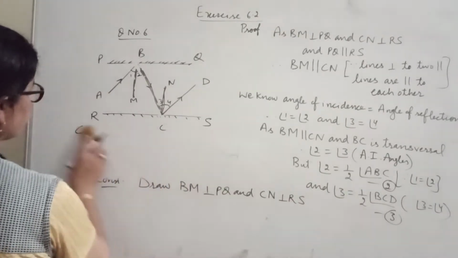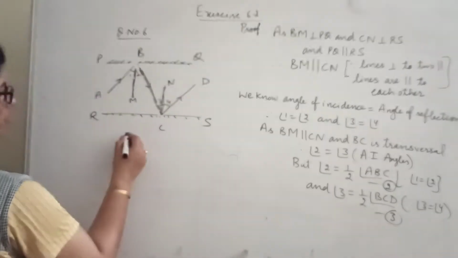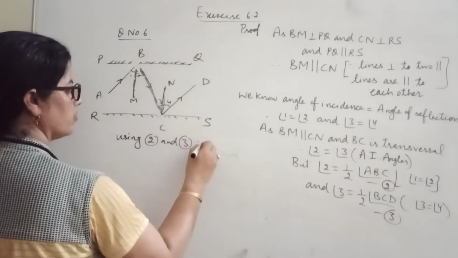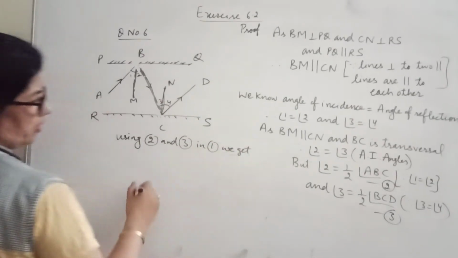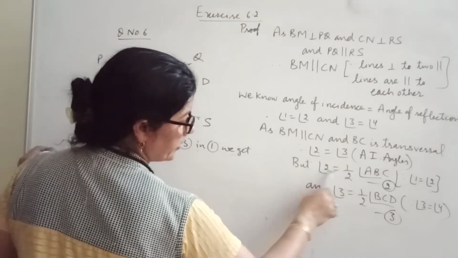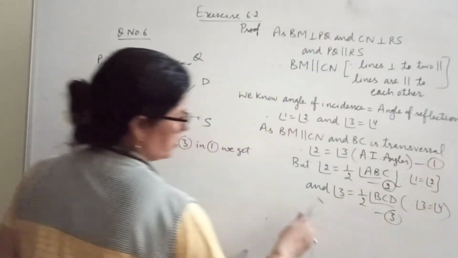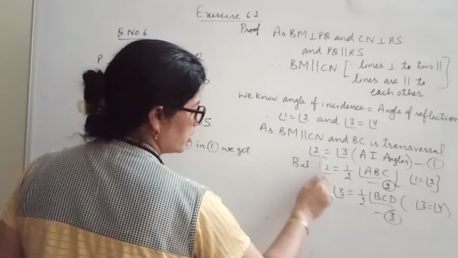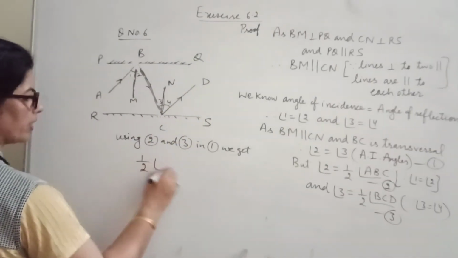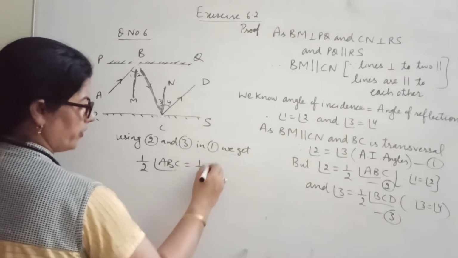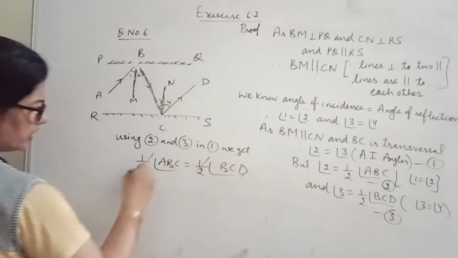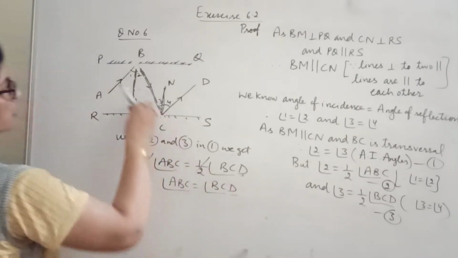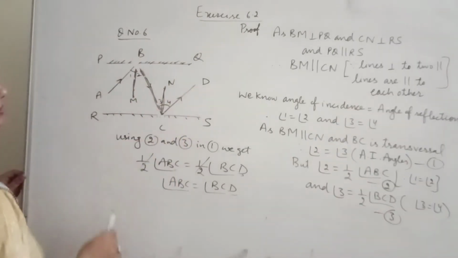Now using second and third in first. Put the value of second and third in first. First equation says that angle 2 and angle 3 are equal. What is the value of angle 2? Half of angle ABC is equal to half of angle BCD. Half will cancel with half, which means angle ABC is equal to angle BCD. See, angle ABC is equal to angle BCD.